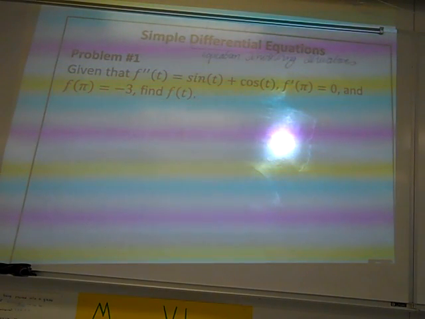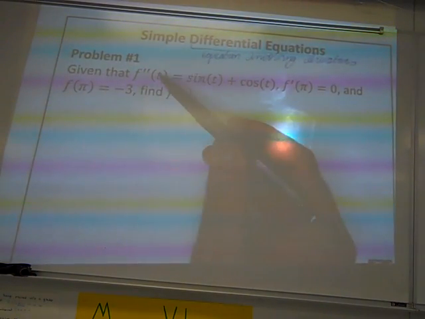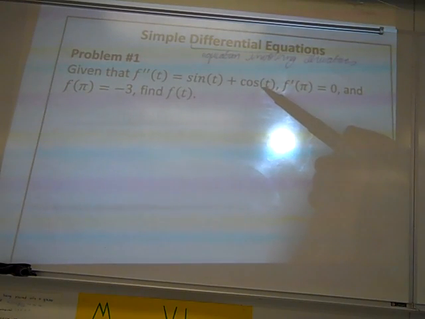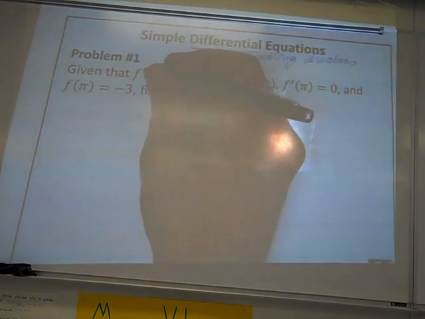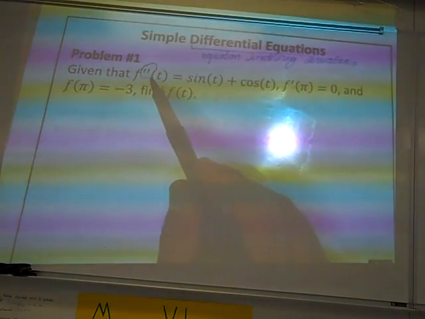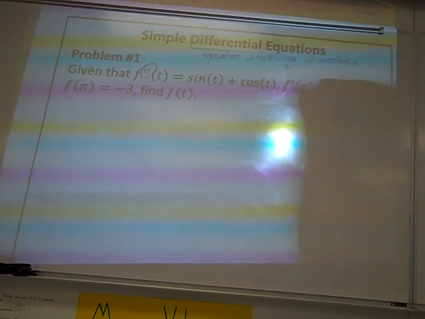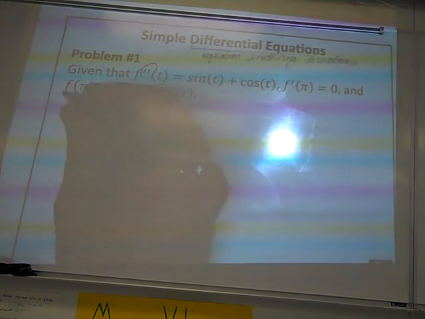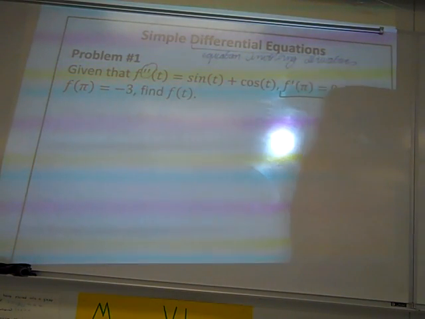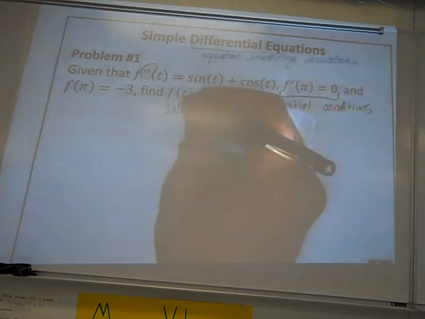Some of the vocabulary terms that we picked up in this unit: we have f double prime of t equals the sine of t plus cosine of t. Because we're talking about a second derivative, this is sometimes referred to as a second order differential equation. Not too worried about the vocabulary terms. F prime of pi equals 0, and f of pi equals -3. These are often referred to as the initial conditions. And so my goal, f of t, is going to be my solution.